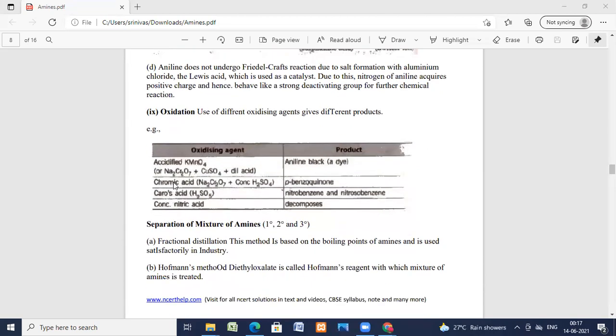Amines on reaction with acidified KMnO4, or sodium chromate plus copper sulfate and dilute acid, even this can act as the oxidizing agent. Aniline black is formed. Similarly, with chromic acid, sodium chromate on reaction with sulfuric acid, we get parabenzoquinone.